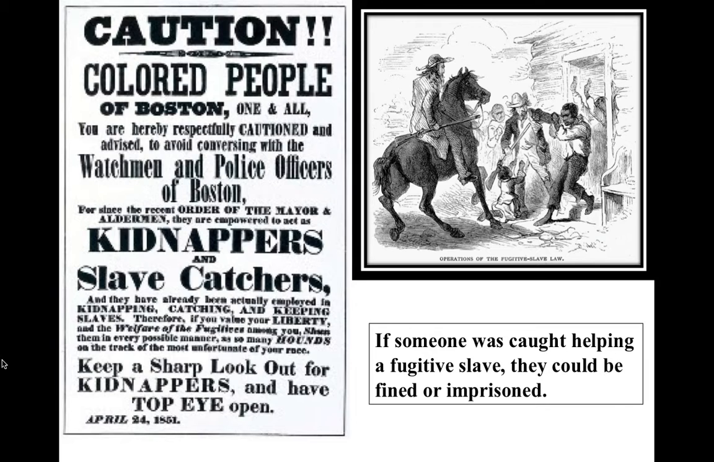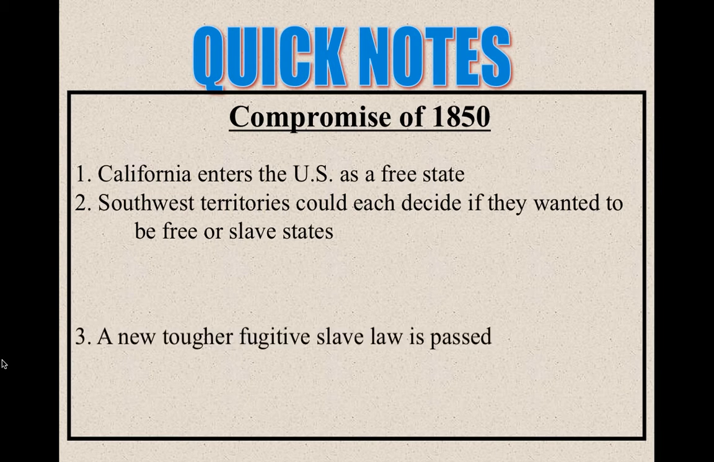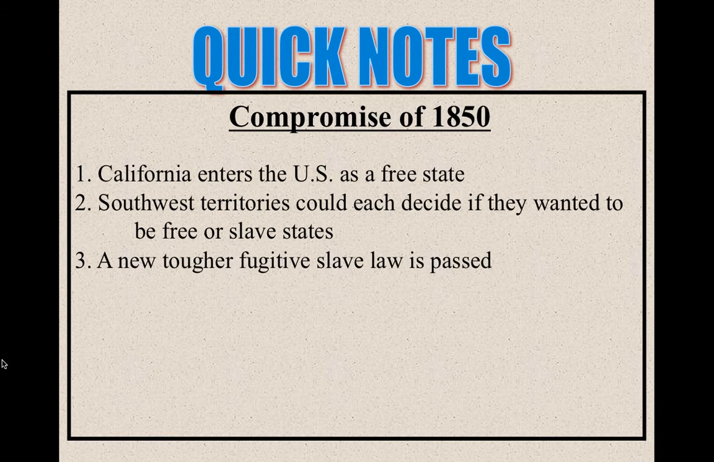Well, northern people, abolitionists, hated these laws. And if someone was caught helping a fugitive slave escape, they could be fined or imprisoned. So these were very harsh fugitive slave laws in the sense that anybody helping these escaped slaves, they could be thrown in jail, they could be fined. This wasn't good at all if you were a northerner who didn't like slavery. So a new tougher fugitive slave law is passed.